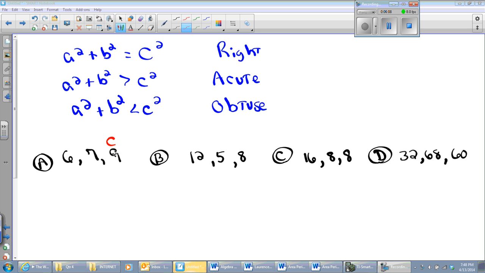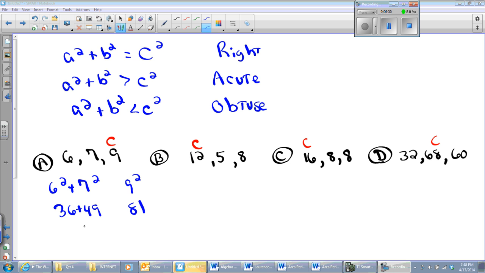So I've got C right there. Okay, on B, the 16 will be side C. That's always the most important thing. So I'm going to go 6 squared plus 7 squared, and then we have 9 squared. And that's going to be 36 plus 49, 81.